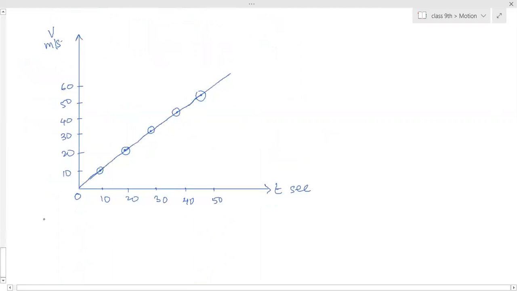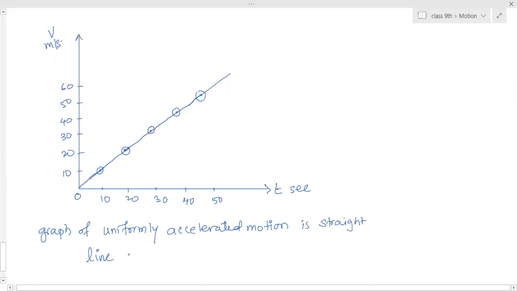If we plot these points on the graph, we will get a straight line inclined to the time axis. So this is the graph of uniformly accelerated motion. This kind of motion we call uniformly accelerated motion. Why uniformly accelerated motion? Because speed is changing equally, due to which acceleration remains constant. The graph is a straight line inclined, that is bent and making some angle with the time axis. Inclined to time axis.